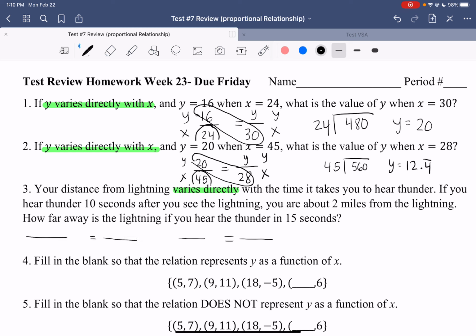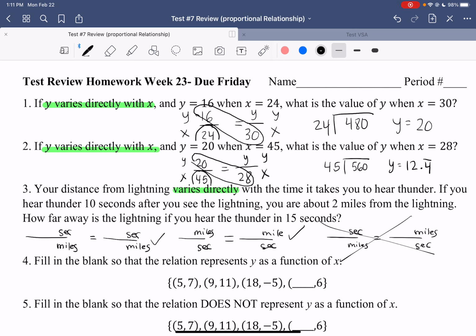I'm going to show you 3 separate examples of what to do or not to do. So in this first one over here on the left, if I did seconds to miles, that would be okay. You could do that. You could also do miles to seconds, and if I wanted to do seconds to miles, I would not be able to do miles to seconds. So this would be okay, this would be okay, this one would not be okay. So whichever way you want to set it up, as long as you keep them consistent, you're okay.